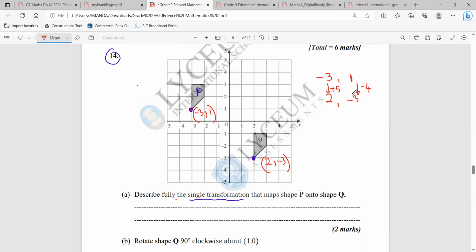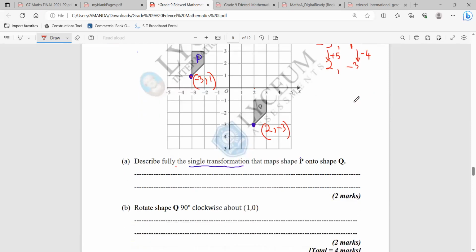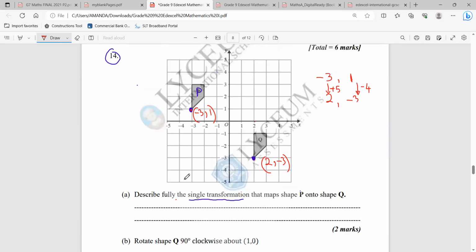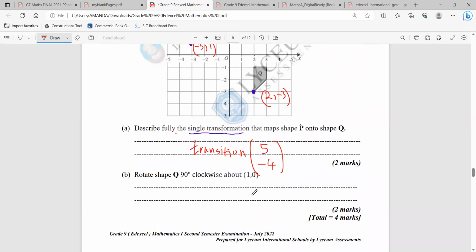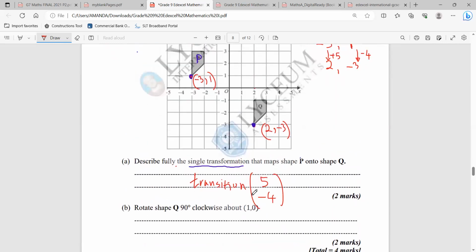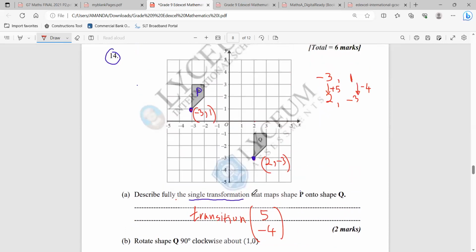So this is a translation by the vector 5, -4. That's what has happened here. That's how it has transformed. This gives you 2 marks. It's very easy. You just have to compare the 2 coordinates, and you can get this one because it hasn't been rotated.